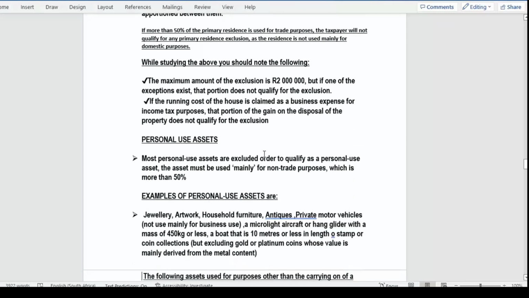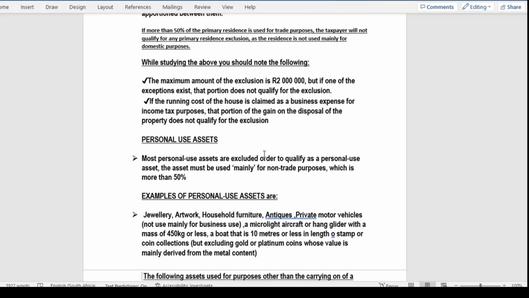Right, while studying the above, you should note the following. The maximum amount of the exclusion is 2 million. I think we've spoken about this. But if one of the exceptions exists and the portion does not qualify for the exclusion, for example if the running cost of the house is claimed as a business expense for income tax, the portion of the gain on disposal of the property does not qualify for that exclusion.